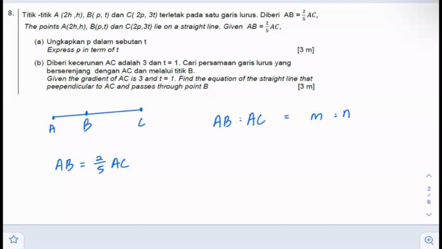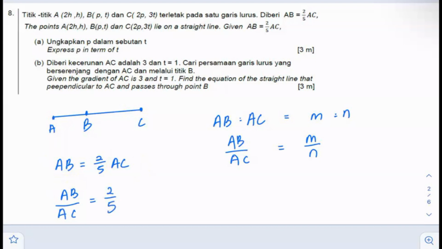In order to get this, we need to take this colon as over. So AB over AC equals M over N. If you look back to here, we want to get the ratio of AB to AC. What we'll do is move this AC to the left-hand side, so it becomes AB over AC equal to 2 over 5.